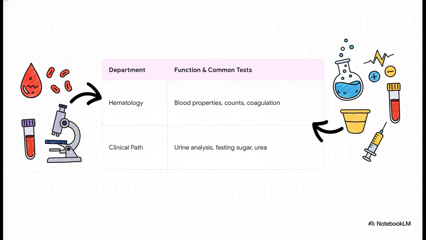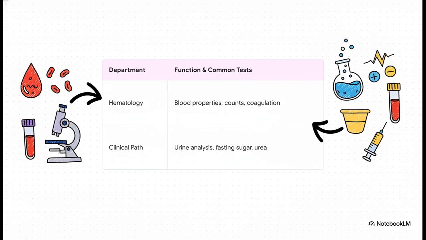Let's methodically walk through this high-yield exam table because you'll definitely see this again. First, the hematology unit. This is where we study the physical properties of the blood, things like hemoglobin percentage, RBC and WBC counts, platelets, coagulation and bleeding time, and sedimentation rate.